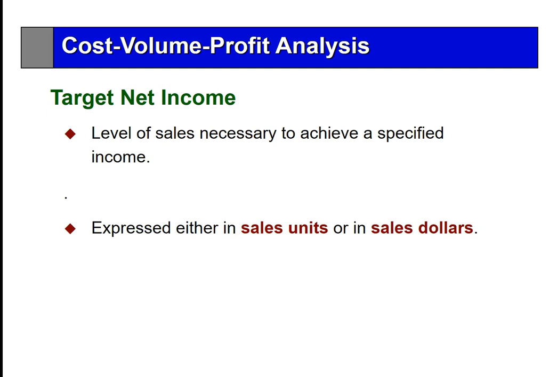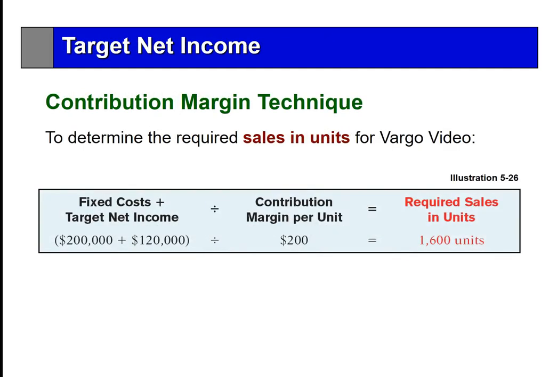Now, that gives me break-even, which is zero profit. However, I'm interested in earning a profit. So the target net income is that level of sales that I need to achieve in order to get that target net income. And it's either expressed again in sales units or sales dollars. So I need a total contribution margin to cover both my fixed cost and then give me 120. So I need a total contribution margin here of 320,000. 200 to cover my fixed and 120 to give me my profit.